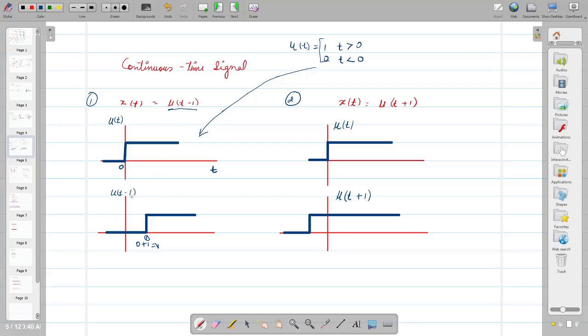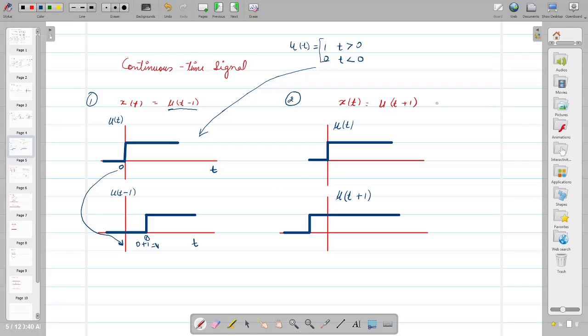So for that, if it is a negative sign, because it is a delay, we have to add 1. So in this 0 we have to add 1, so it is landed with the 1, so it means this is 1. So we start the signal on 1, and after 1 the value is going to be 1, and before 1 value is 0.